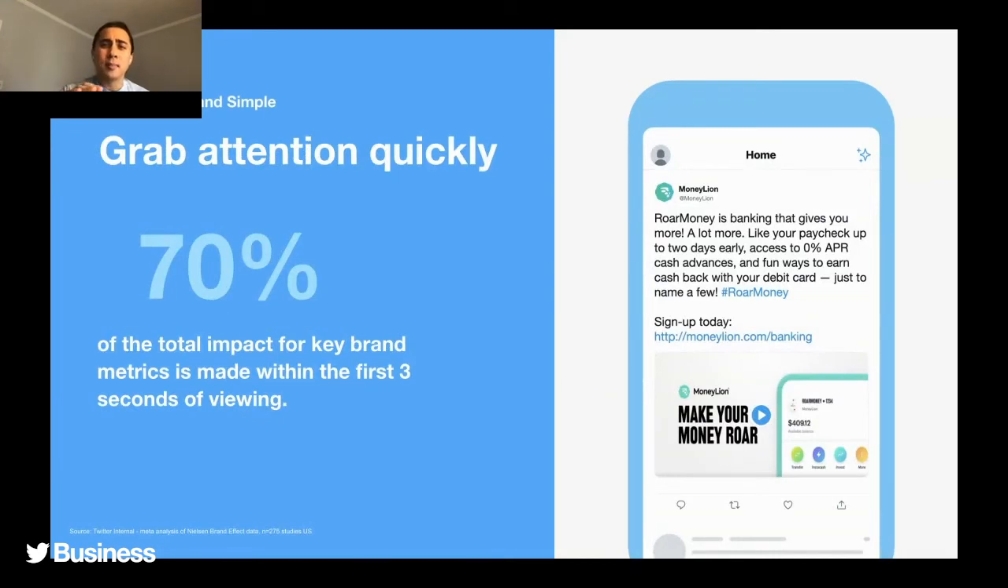When it comes to being short and simple, you want to make sure to grab attention quickly. 70% of total impact for key brand metrics is made within the first 3 seconds of viewing. Now, you really want to think about Twitter as a unique platform compared to some other digital platforms that I'm sure you're advertising on. Remember, people are scrolling fast, they're following a ton of accounts, and they're absorbing a lot of information all at once. So the amount of time that you have to grab their attention and make an impact is really brief. So those 3 seconds, and all of our research has found that to be the sweet spot.